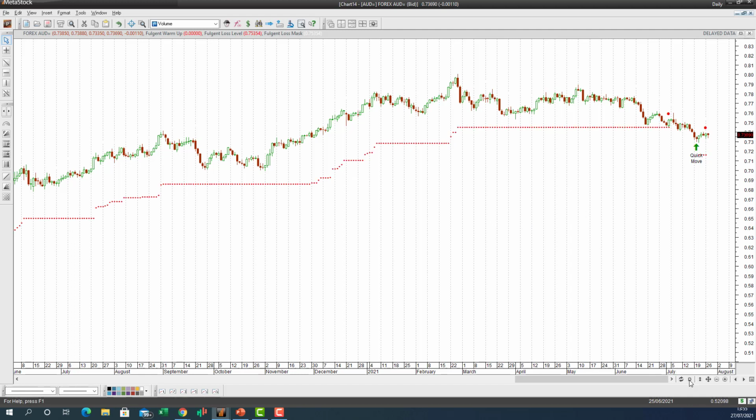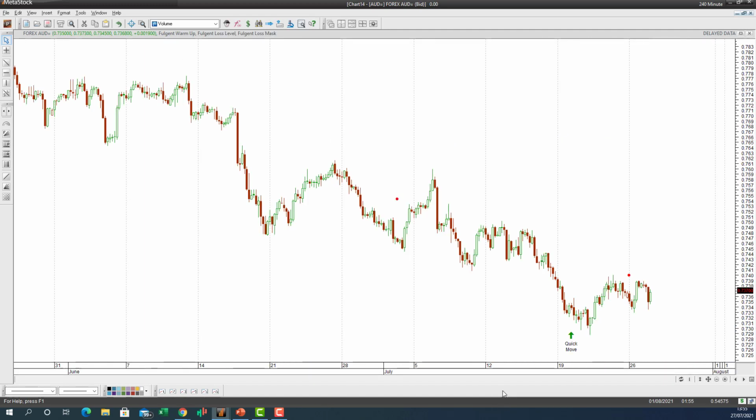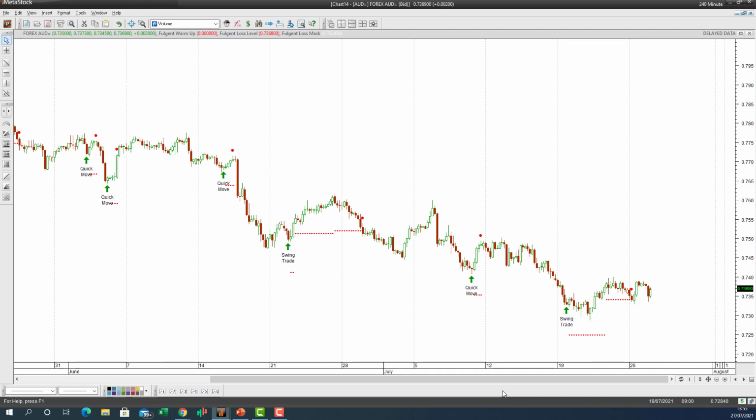But since this seminar or webinar is about the 4-hour time frame, we're going to load the 4-hour time frame to see what trades there are on the 4-hour time frame. Now, once again, I'm looking for infrequent trades, but highly profitable trades. And you can see here swing trades, quick move, swing trades, quick move.